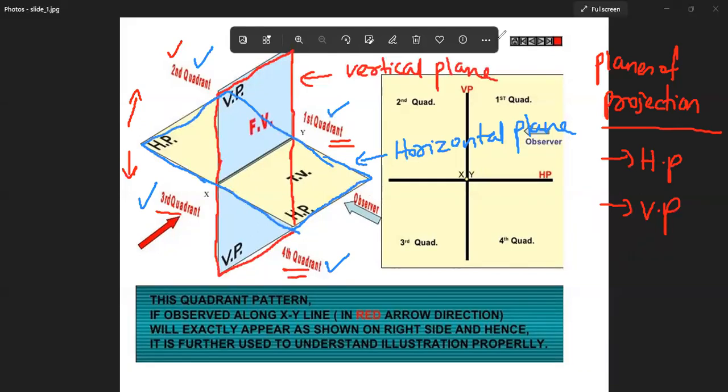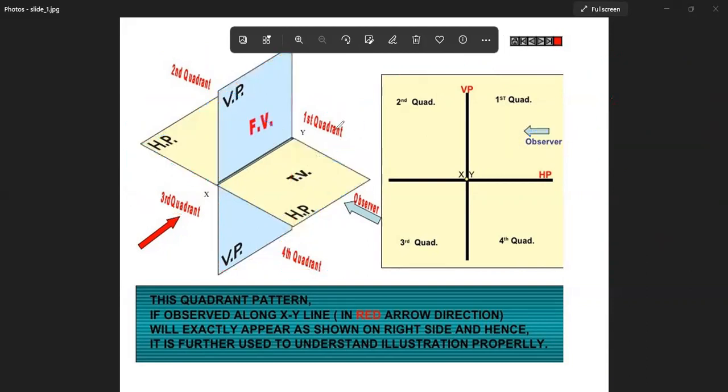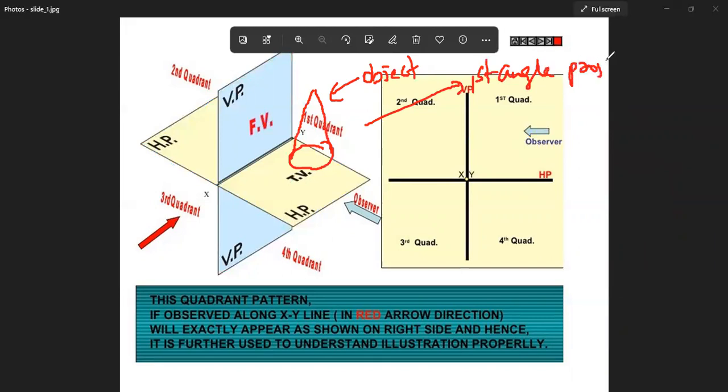Okay, so I hope the four quadrants are clear: first quadrant, second quadrant, third quadrant, and fourth quadrant. And our object, say for example, our object is a cone. If this is my object, and my object is in the first quadrant, then this is called a first angle projection.